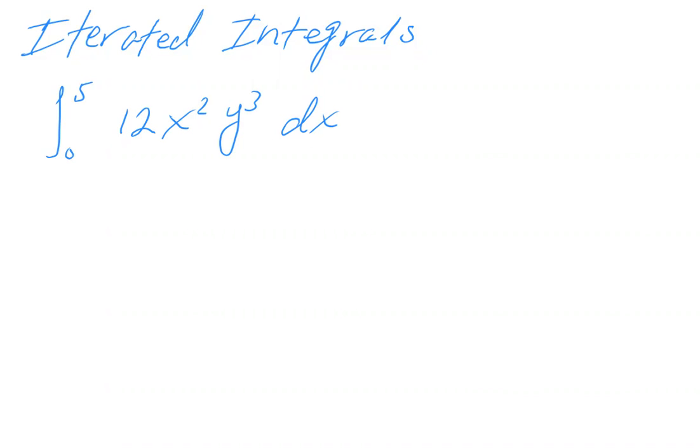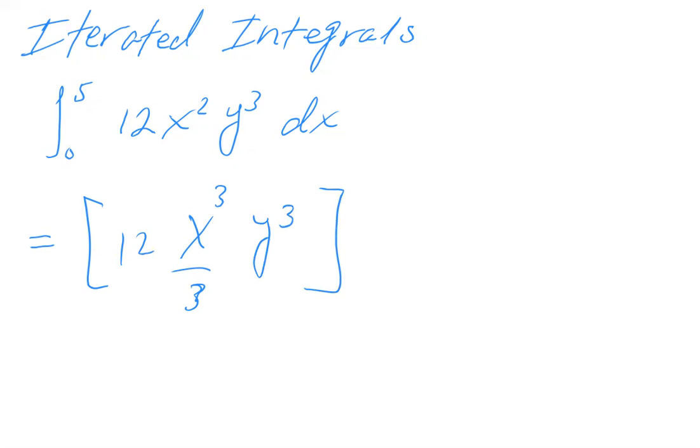So notice that in this particular problem, I only have dx, so y cubed is treated as a constant. So this is going to equal, if I take the integral of x squared, I get x cubed, and I have to divide by 3. I have a 12 in here, and y cubed in here, and I do have x equals 0 and x equals 5. That's something you have to remember, that the limits are values for x.